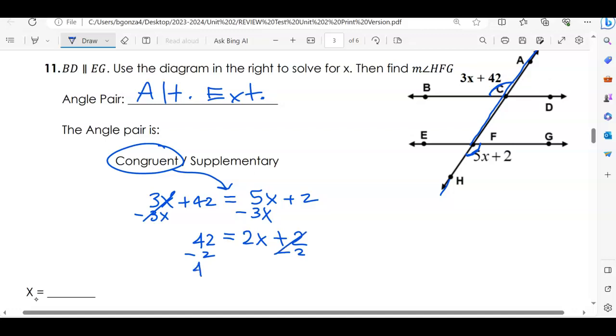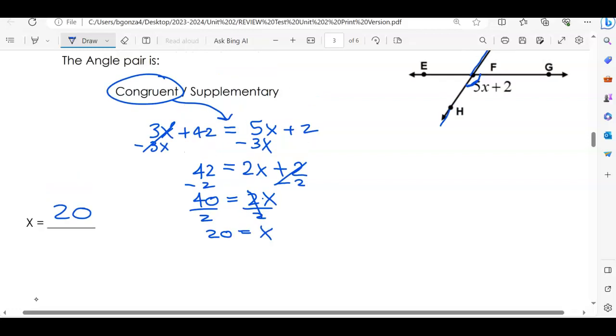42 minus 2 is 40, which equals 2x. And then to get rid of that 2 that's being multiplied as a coefficient, we divide. That's the opposite. The 2's cancel. 40 divided by 2 is 20. Now, we did that part, but now we also have to find HFG.